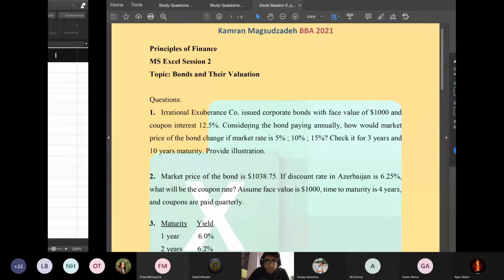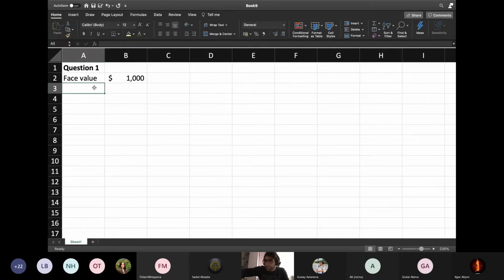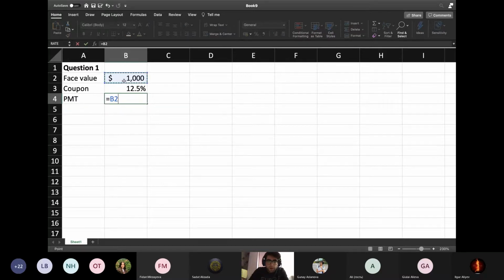Then, so we have a face value of $1,000. Let's make it dollars. Coupon rate 12.5%. So if the coupon rate is 12.5%, it means our coupon payment is equal to 1,000 multiplied by the coupon rate, $125.